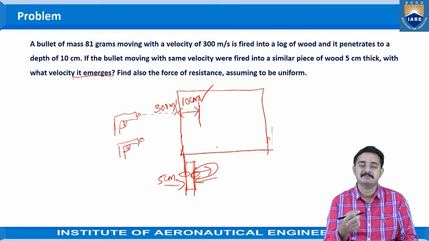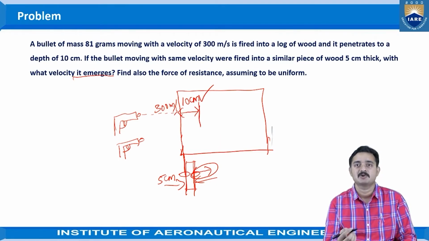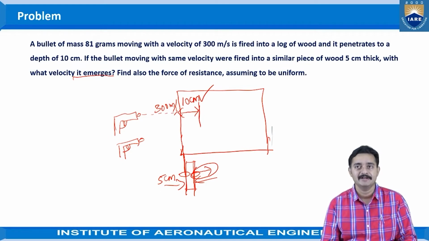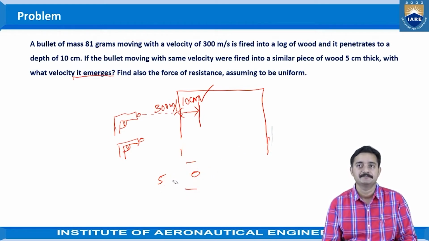The first question is completely related to a kinematics problem, but the second question, find also the force of resistance, means we need to calculate the force with which the log of wood is resisting the movement of the bullet.